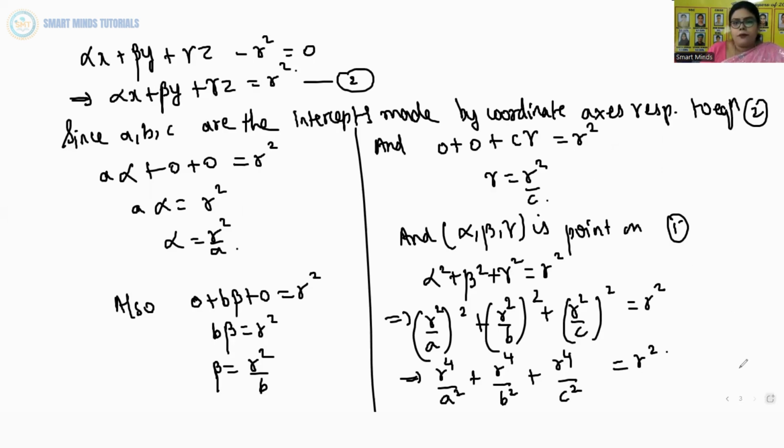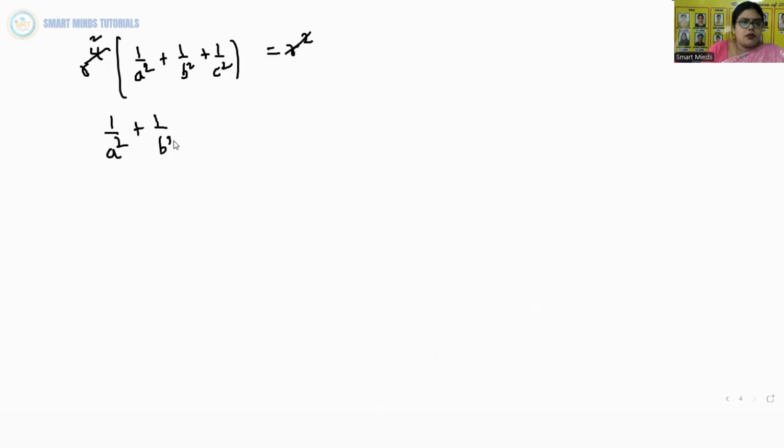Now we take r power 4 common from the LHS. So we get r power 4 into 1 by A square plus 1 by B square plus 1 by C square equals r square. So r square and r square get cancelled. So we get 1 by A square plus 1 by B square plus 1 by C square equals 1 by r square.